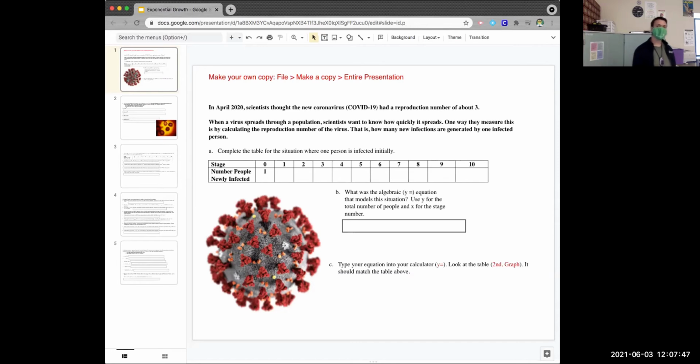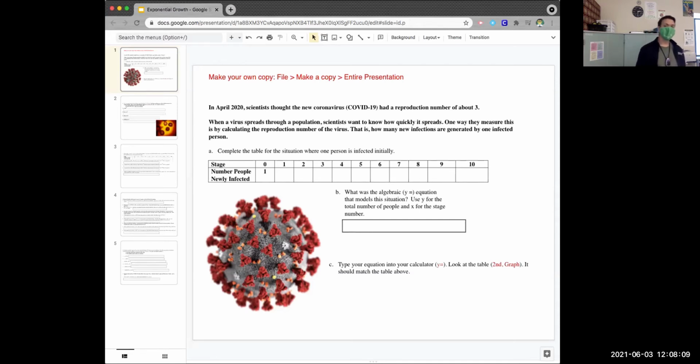So in April 2020, scientists thought the new coronavirus, COVID-19, had a reproduction number of about 3. When a virus spreads through a population, scientists want to know how quickly it spreads. One way they measure this is by calculating the reproduction number. That is how many new infections are generated by one person. So let's complete the table. We have stage numbers at the top and the number of people newly infected at the bottom.